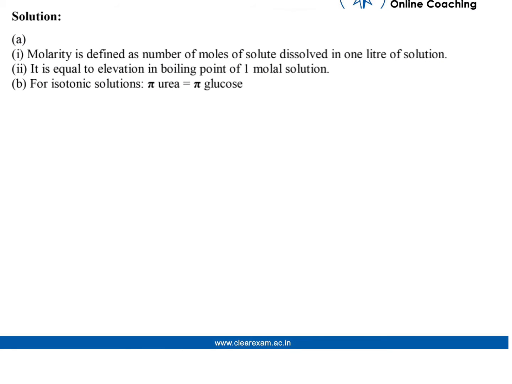So first of all, molarity is defined as number of moles of solute dissolved in 1 liter of solution, basically, or we can say moles of solute that are dissolved in 1 liter of solution. And the second, Kb is equal to elevation in boiling point of 1 molar solution. And for the isotonic solution, pi urea is equal to pi glucose.